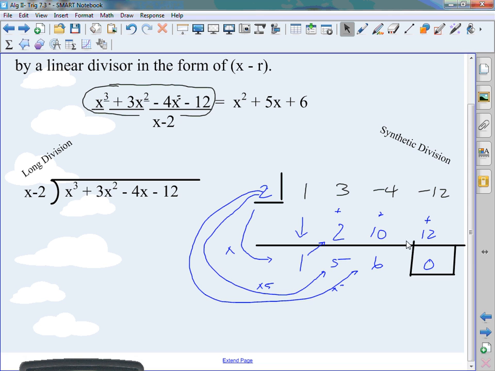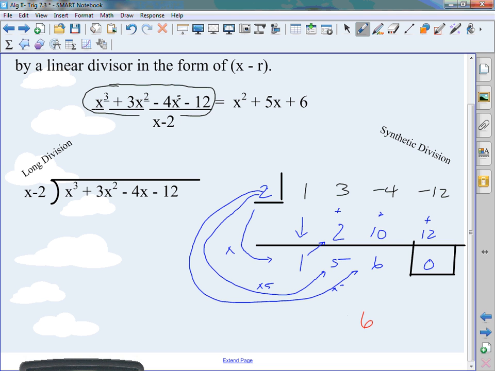I box in the last one. Is it always going to be 0? No. What this means, I have a 1, a 5, and a 6, and a 0. This is my remainder. I have no remainder, which is good. It means it's a factor. And then I work backwards.